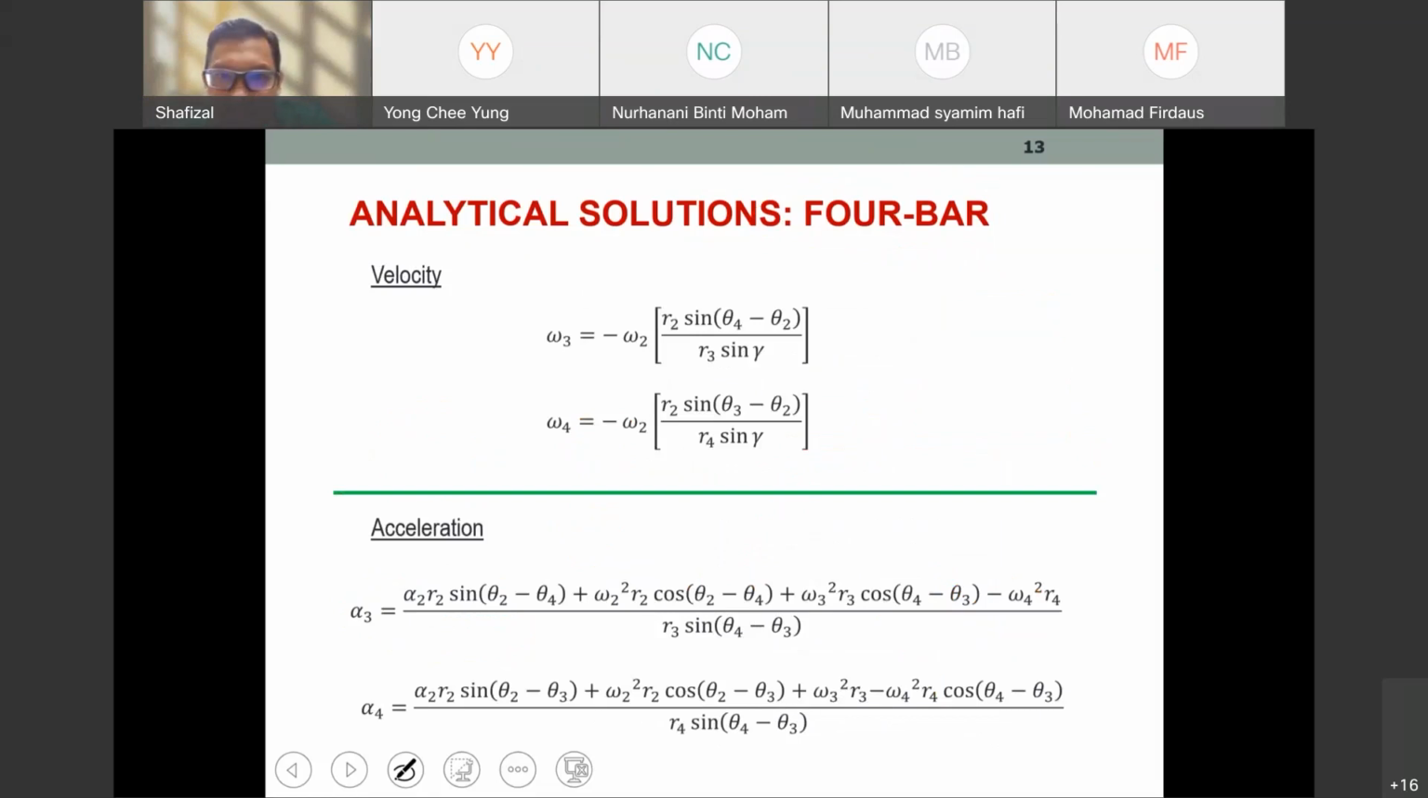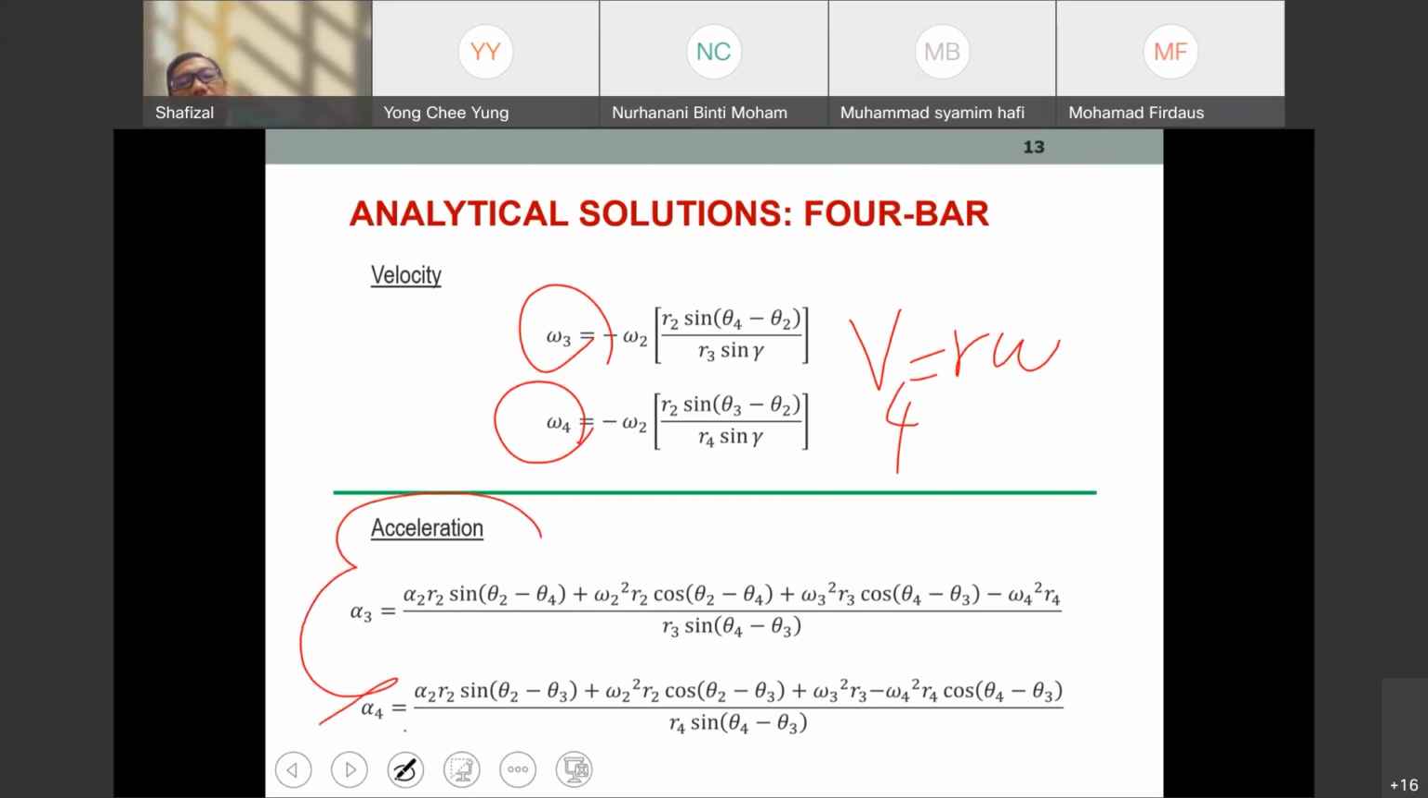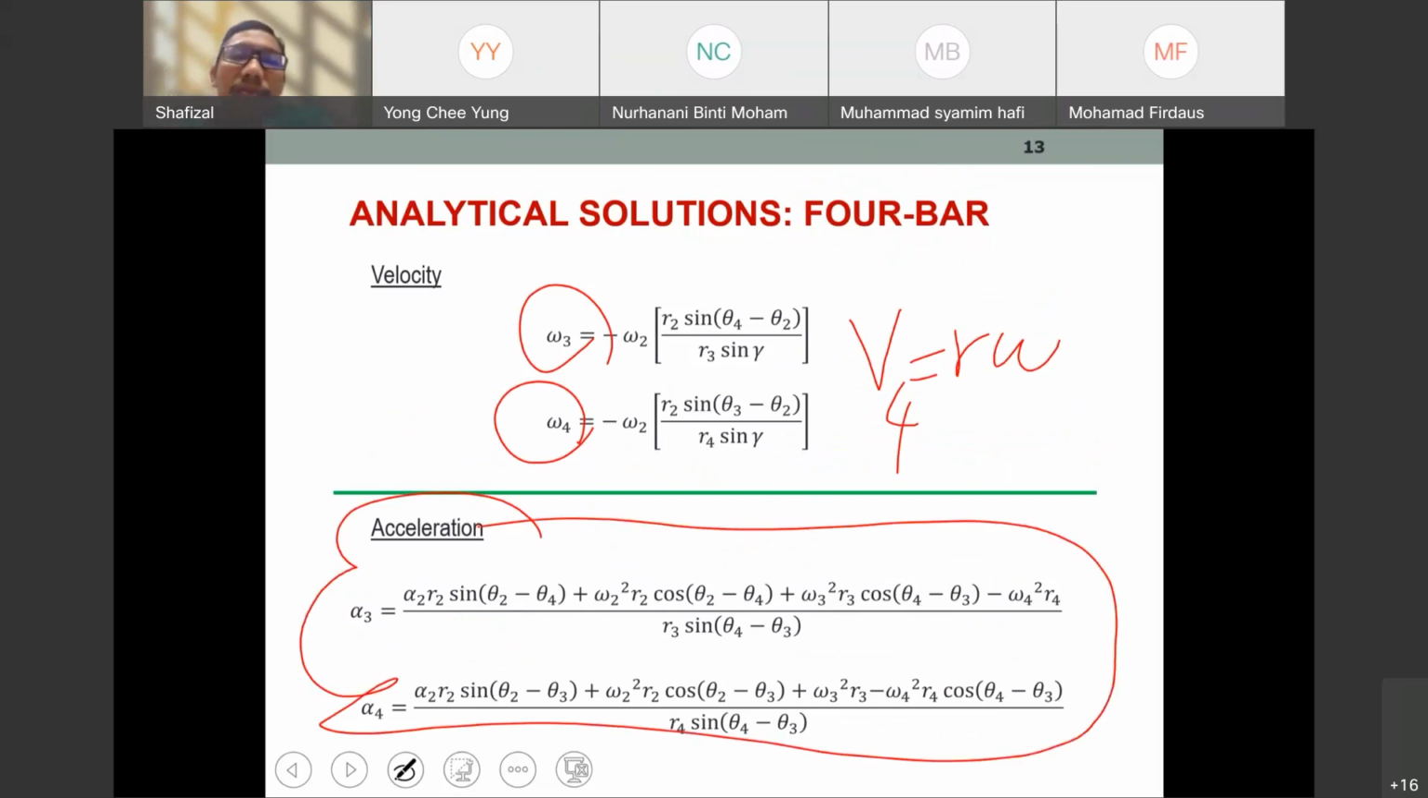Based on that, we can find omega 3 and also omega 4. And based on that, we can find V4. V4 could be R omega 4, right? We can also use these equations. Don't forget this equation. And for acceleration, it is the same, these are all the equations for the acceleration, provided you understand the concept. Meaning that you cannot leave the other methods as well, as long as the first thing is that you have to draw it.